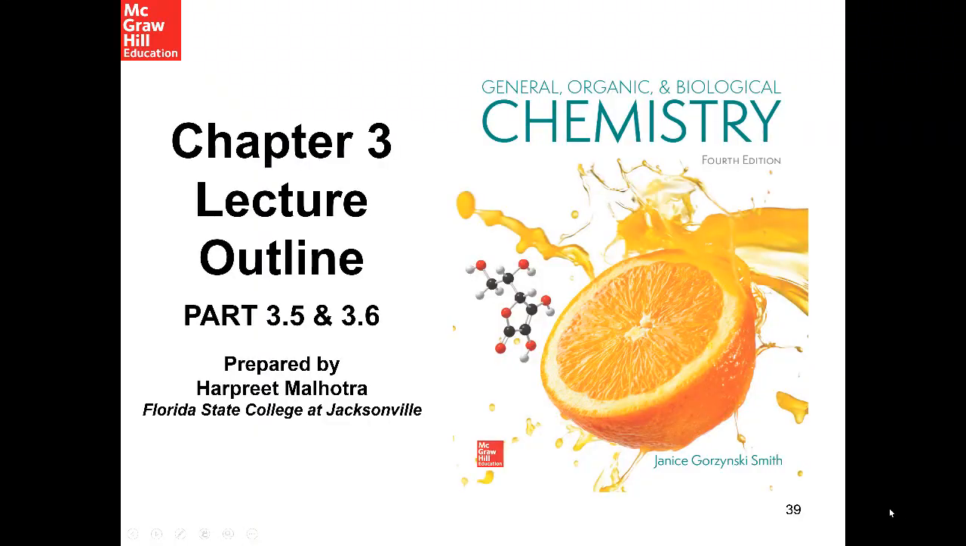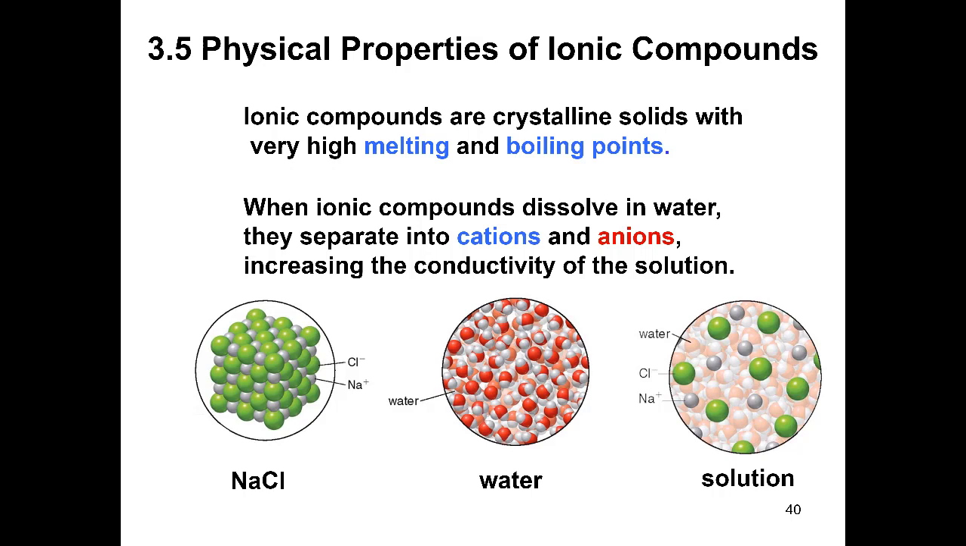So in the last part of this chapter, I'm going to just mention a few things about the physical properties of these ionic compounds, and then I'm going to talk a little bit about naming the compounds if they have a different type of anion called a polyatomic.